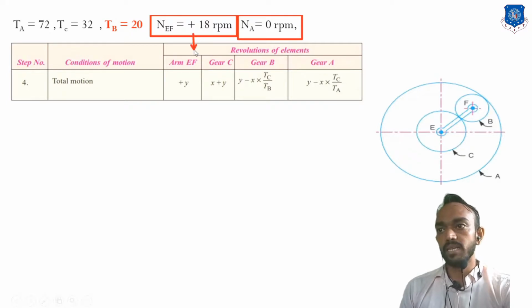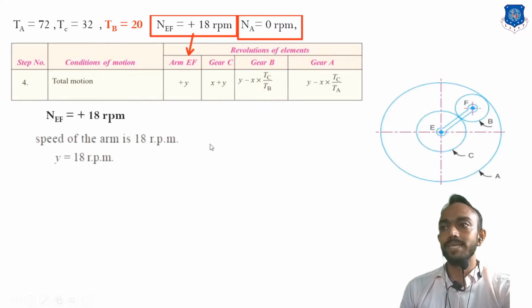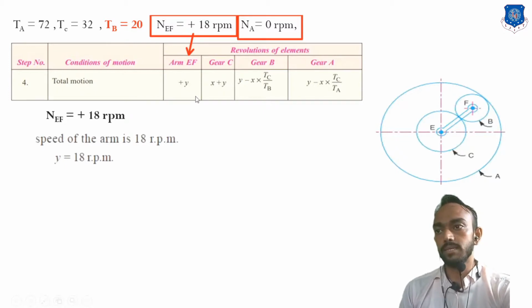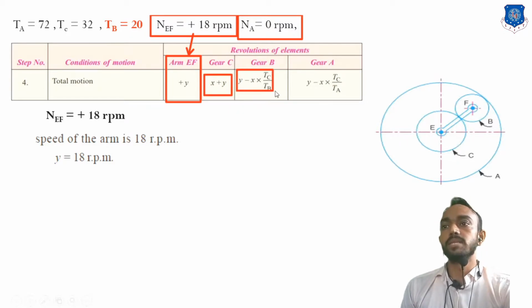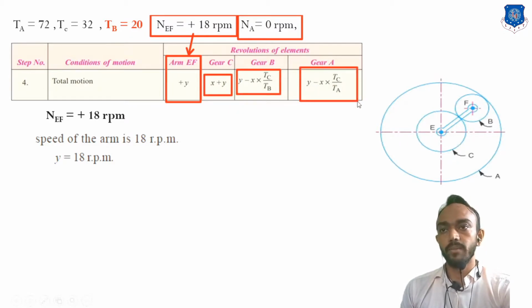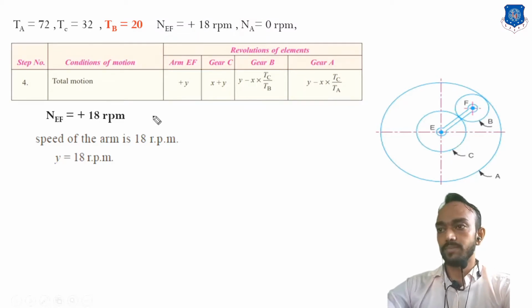We will compare this with our data. RPM of EF is equal to this column, so we can write Y is equal to 18, because I have already told this in the lecture. This is the RPM of EF as per our table, this is the RPM of C, this is the RPM of B, and this is the RPM of A. So we have to compare this table data with the given data. Okay, let's start this.